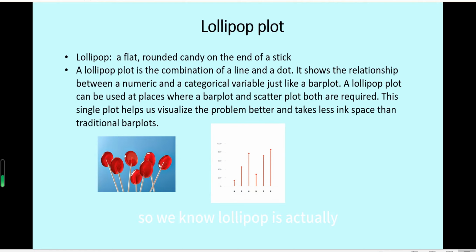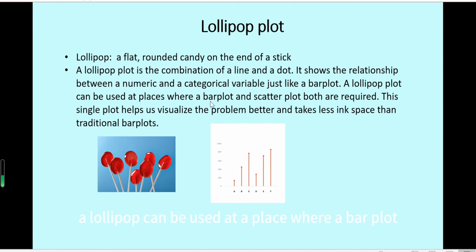So we know a lollipop is actually just a flat, rounded candy on the end of a stick. And in data visualization, a lollipop plot is a combination of a line and a dot, so it's like the shape of a lollipop. And it can show the relationship between a numeric and a categorical variable, just like a bar plot.